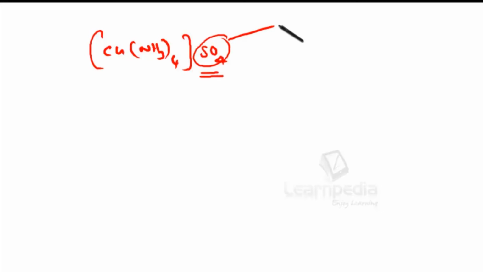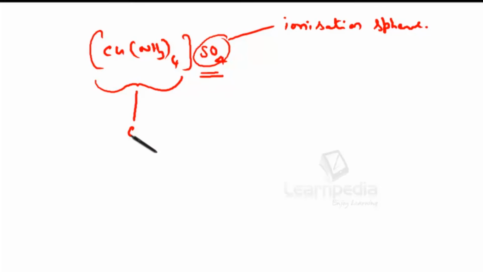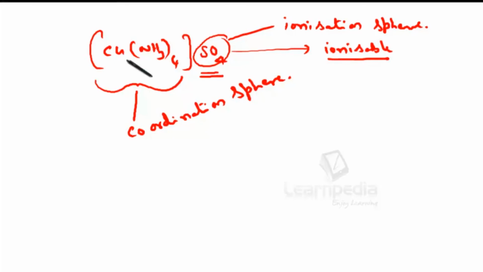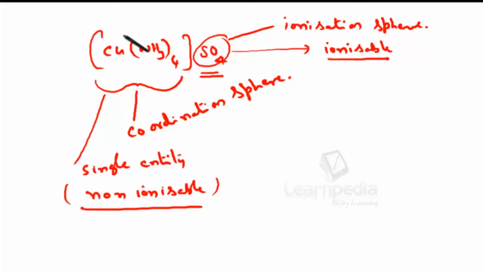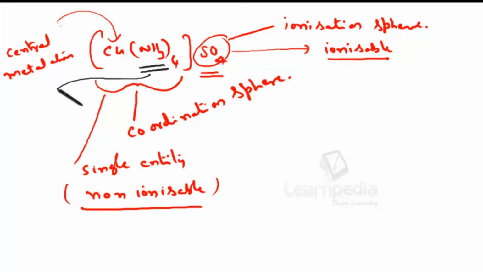So in the example [Cu(NH3)4]SO4, the sulfate which is there outside the coordination sphere, this part is the ionization sphere, and the one which is there completely in the square bracket is called coordination sphere. The sulfate which is present outside the square bracket is ionizable, and this which is there in the square bracket acts as a single entity and is non-ionizable.